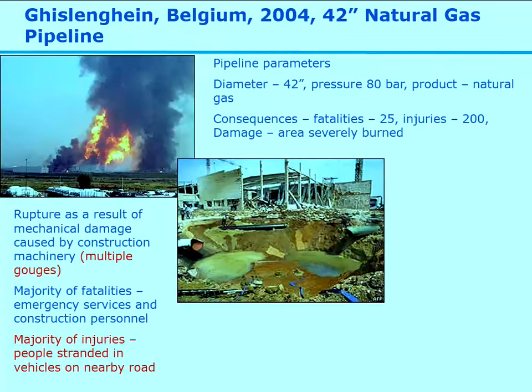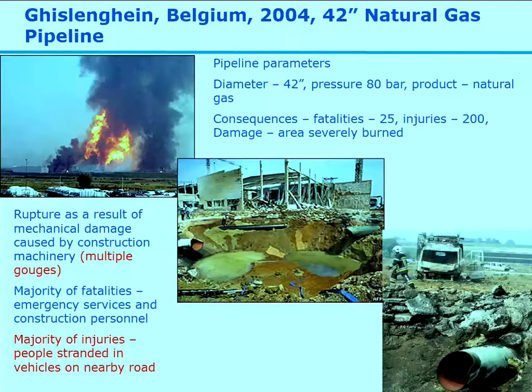fatalities and injuries. Most of the injuries that occurred in this were because the fire was so large that it actually closed the road. It was an industrial area, so people were travelling to work. This happened at about between 8 and 9 in the morning. People were travelling to work, and they got stuck in their cars, and there were a lot of injuries as a result of exposure to thermal radiation.